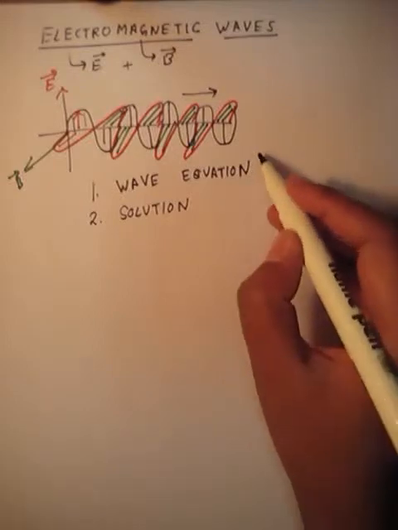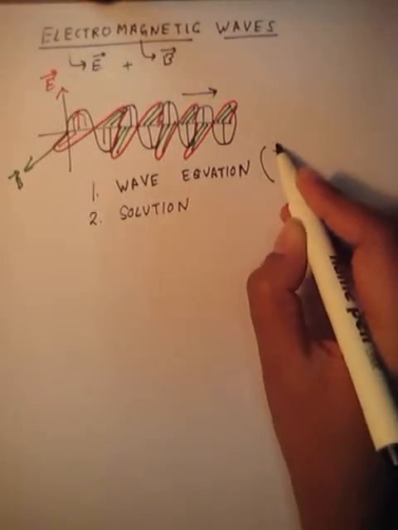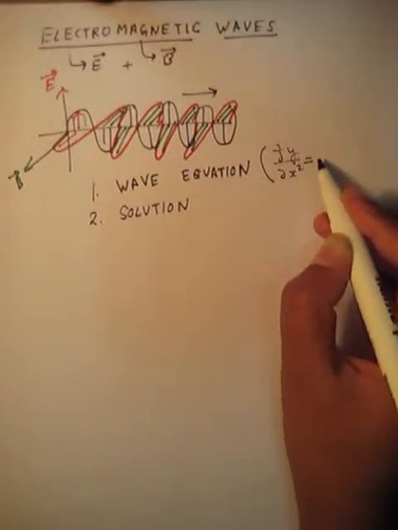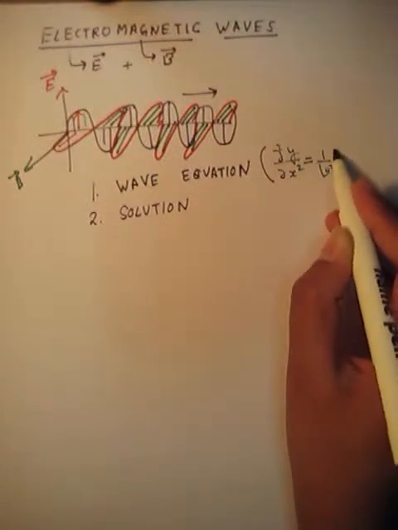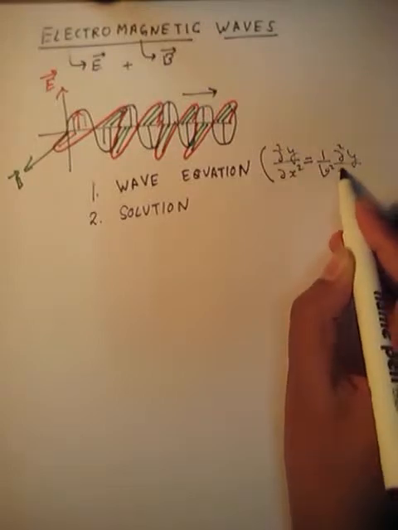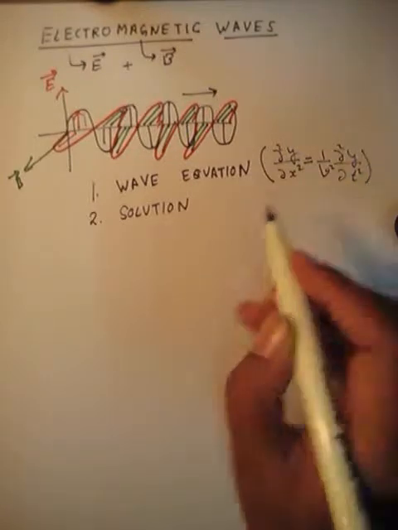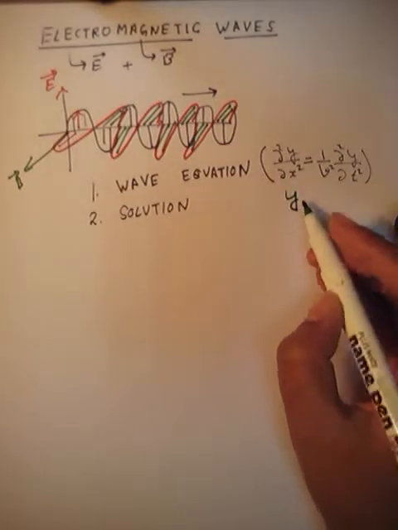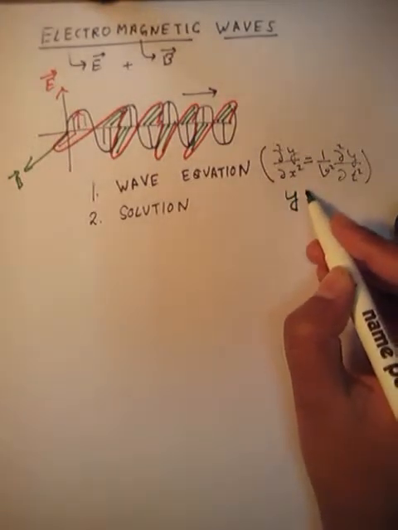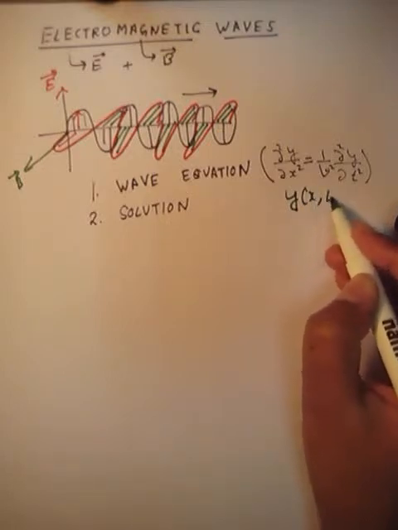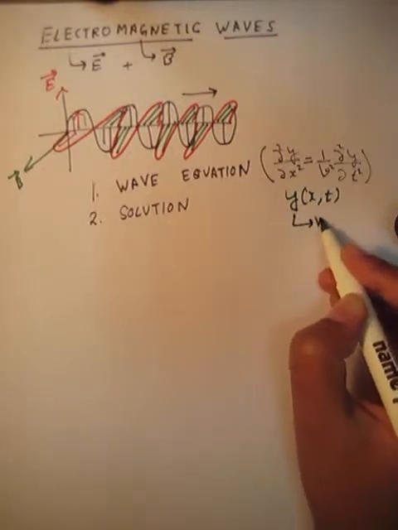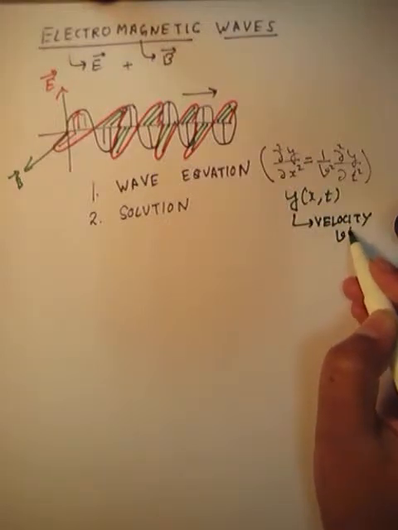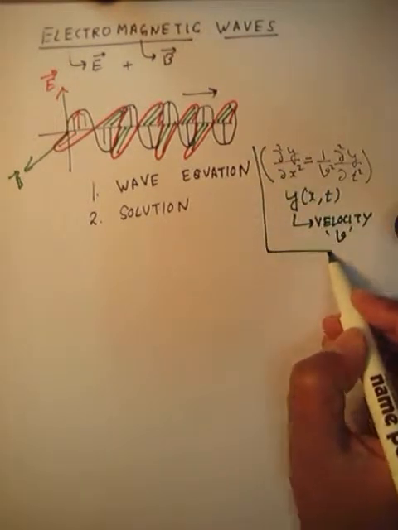But you know that any general wave equation is given by ∂²y/∂x² = (1/v²) ∂²y/∂t². If there is a wave and it has a wave function y, which is a function of x and t, and it is moving with a velocity v, this is a general wave equation.